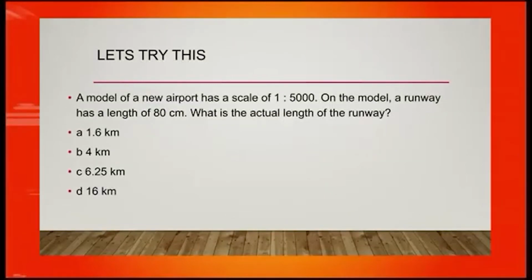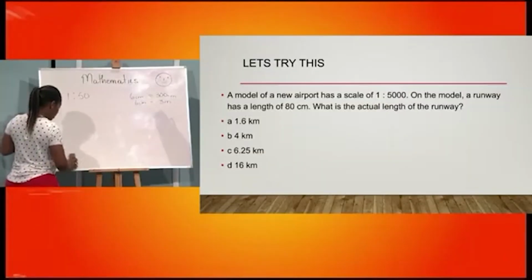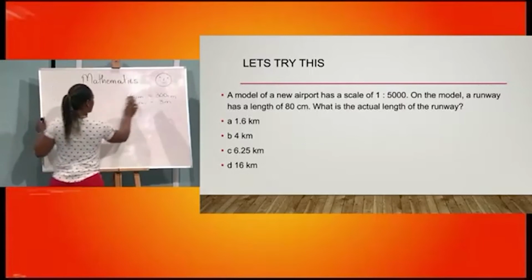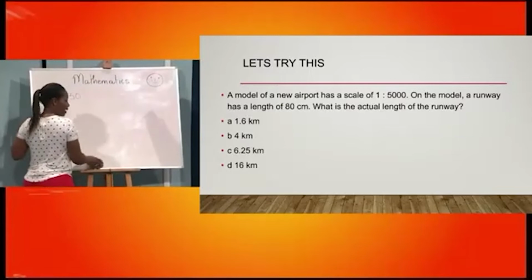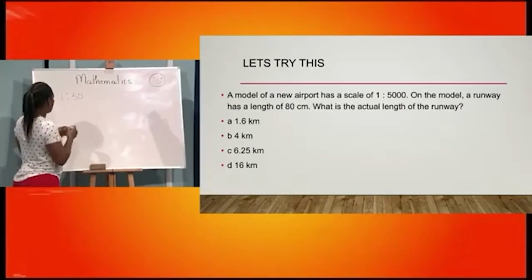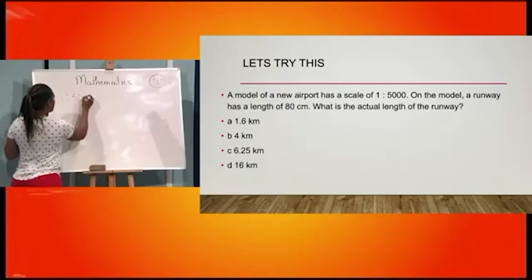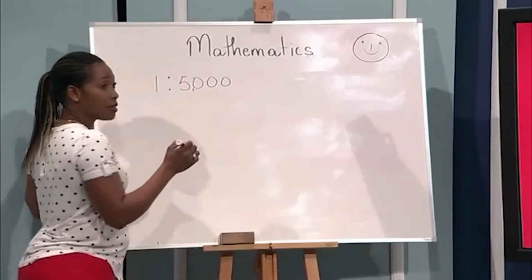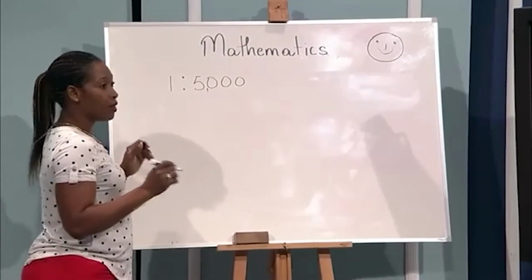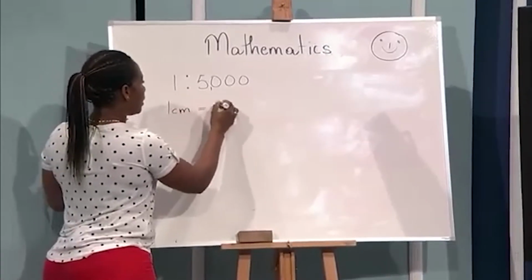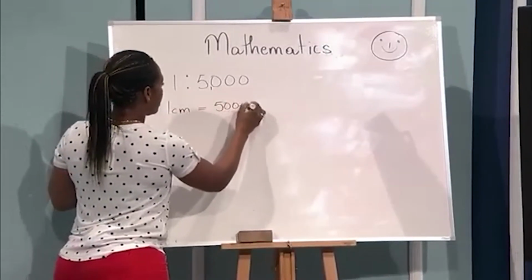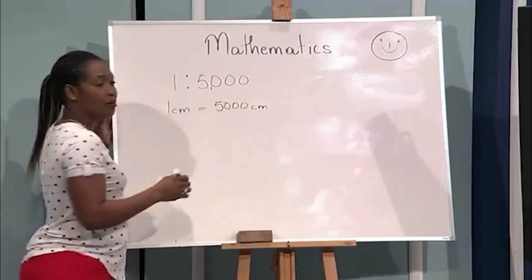By now, you should understand that the runway is in centimeters, clearly, because you see 80 centimeters there. And you know the airport is a large area, so you can understand why you have that 80 centimeters. So you have 1 to 5,000. It says the runway, so that means 1 centimeter will equal 5,000 centimeters in actual measurement.